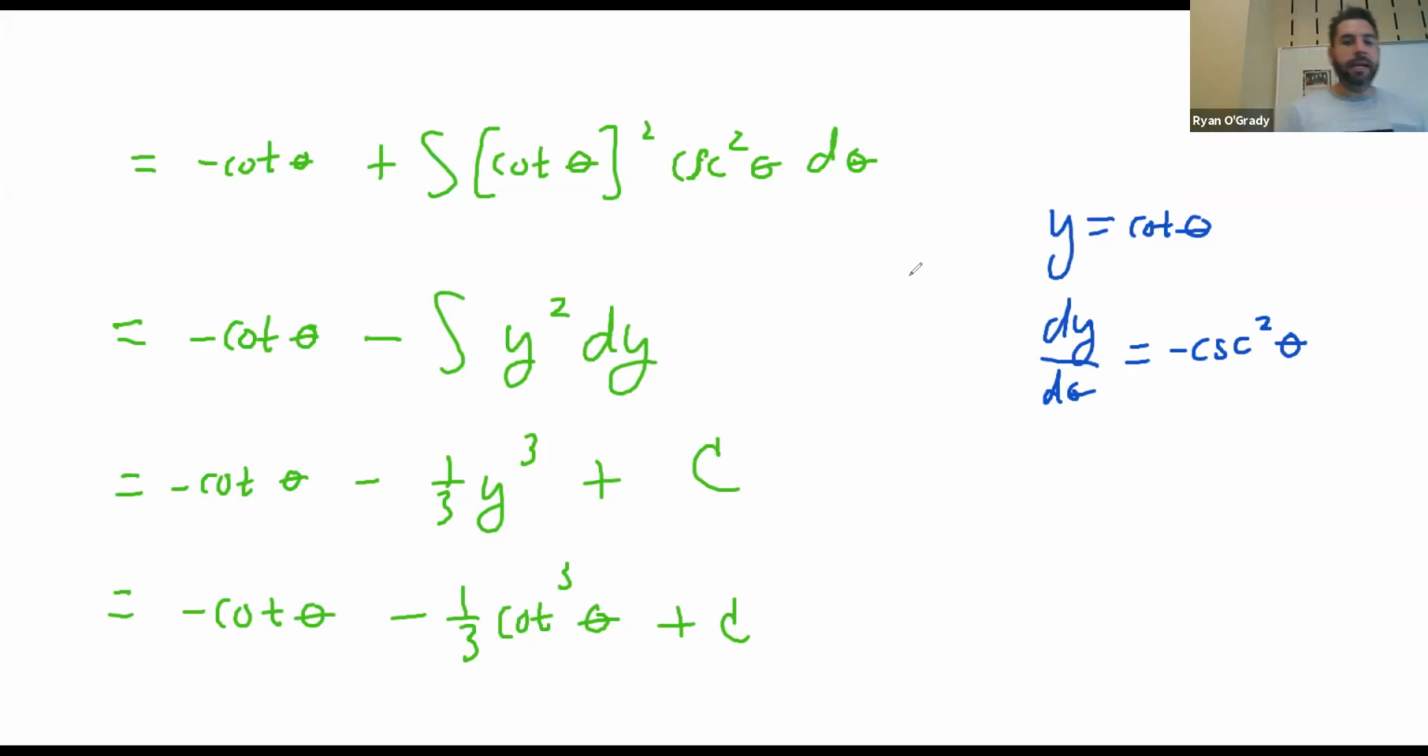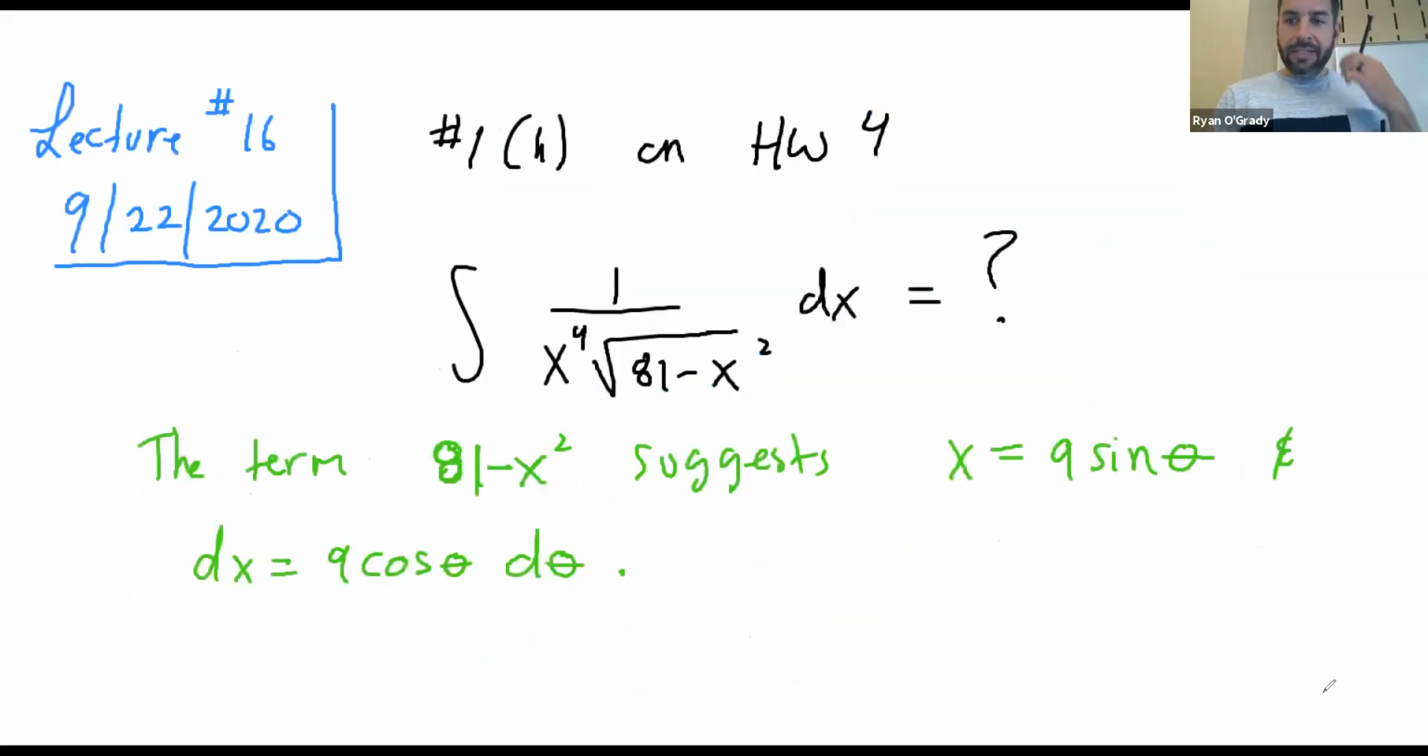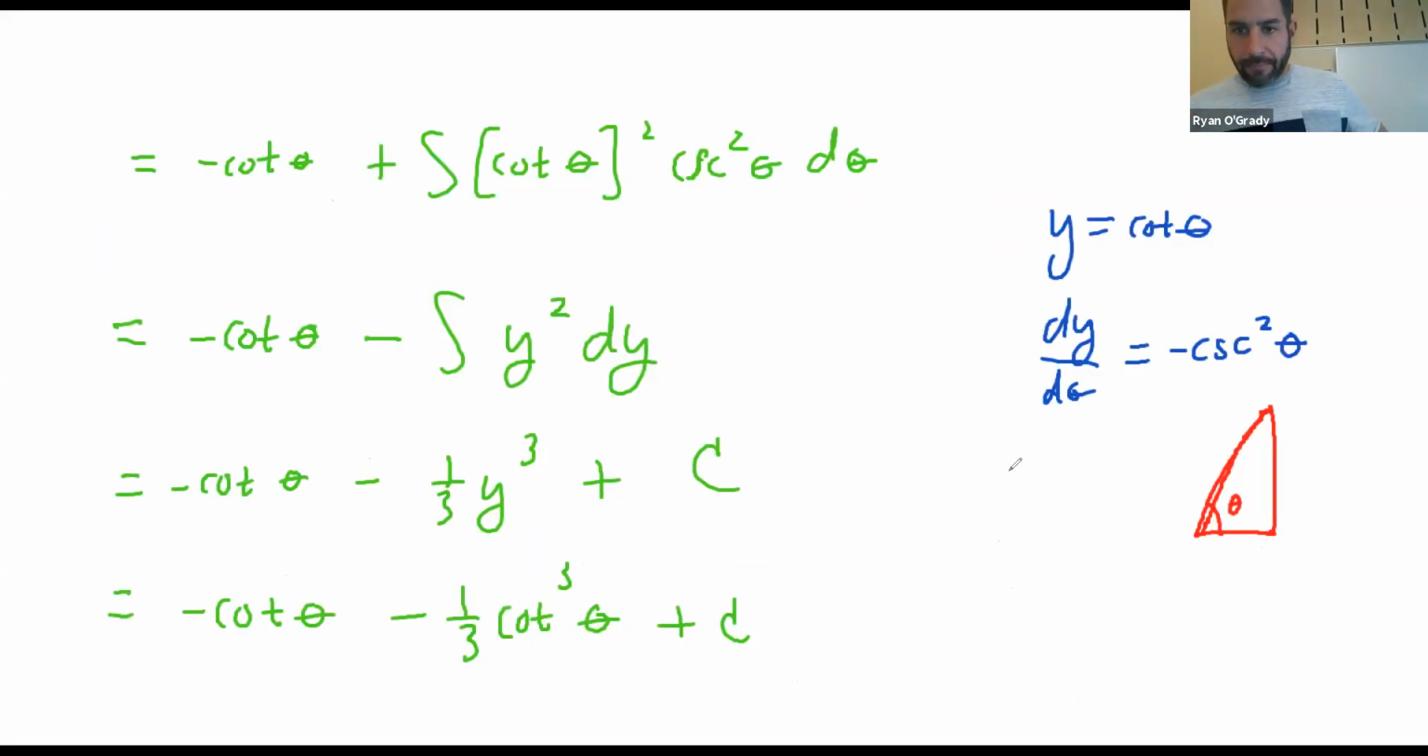Now, in order to finish, we got to get these thetas in terms of x's. So let's draw our triangle. And so here's our theta. And let's remember what our original substitution was. I even forget. Seven years ago, 9 sine of theta. That was our original substitution. So we know that x equals 9 sine of theta. So that means this has to be x and this has to be 9. And of course, the Pythagorean theorem tells us this is the square root of 81 minus x squared.